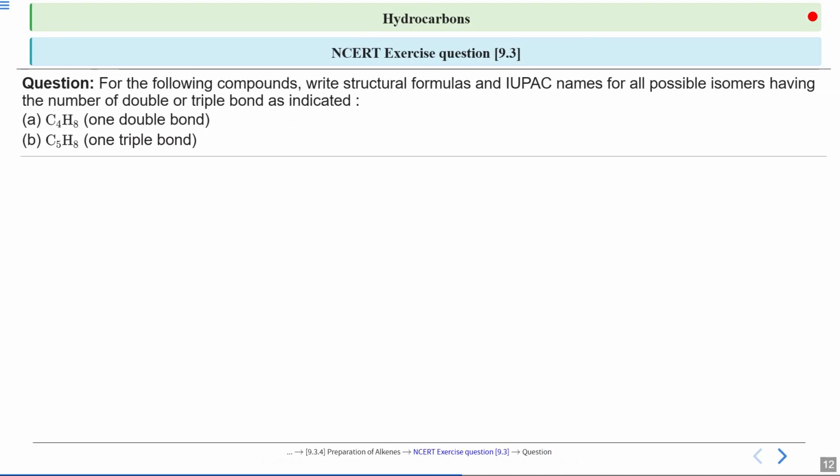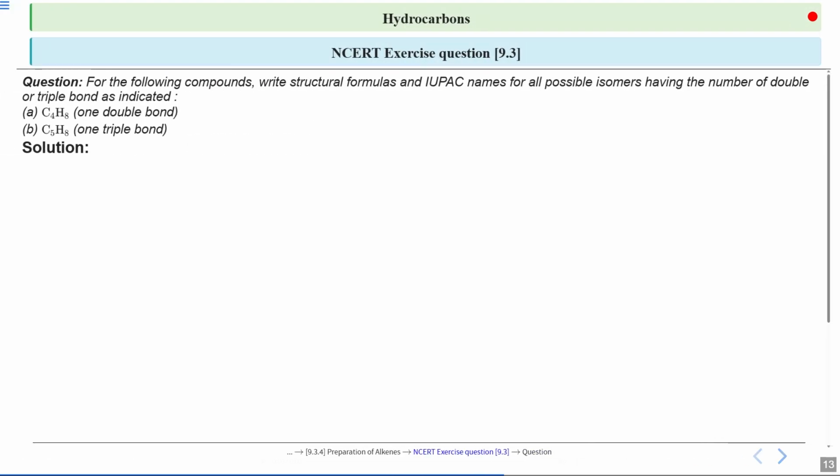Now, we will do exercise questions of NCERT, which is 9.3. Question says that for the following compounds, write structural formulas and IUPAC names for all possible isomers having the number of double bonds or triple bonds as indicated. First is C4H8, 1 double bond, and C5H8, 1 triple bond. What you have to do? Very simple. Basically, you have to give the number of possible isomers.